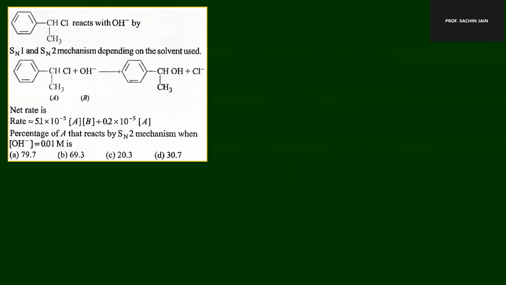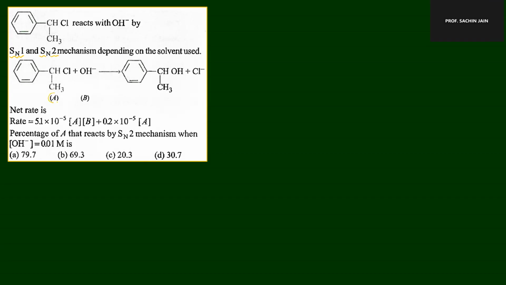Next is a reaction of secondary benzyl chloride, which is reacting with OH minus by SN1 and SN2 mechanism depending on the solvent used. Now, if we go back to organic chemistry, depending on the solvent used, what are the two scenarios where SN1 will be favorable and SN2 will be favorable? SN1 is favorable in polar protic solvent and SN2 in polar aprotic. Super. This is something which we know.